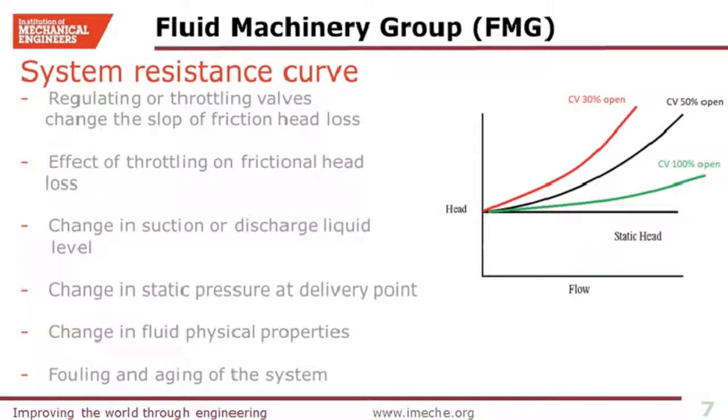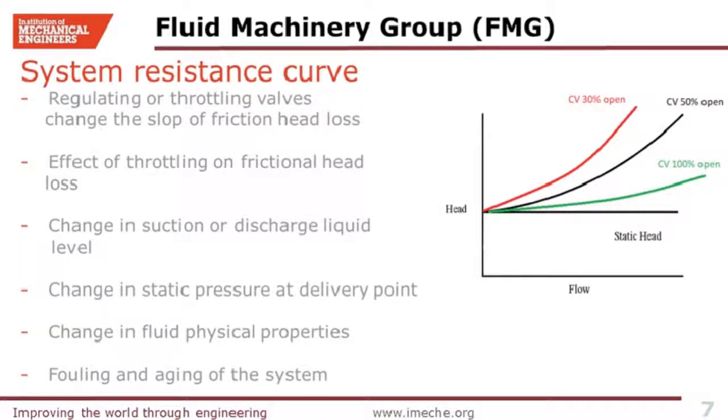Or for example, if fluid properties are changing, such as the temperature, it can also change the friction loss because density will change, and consequently the frictional head loss part of the curve will change. A change in friction factor, for example as a result of fouling or aging of the system, can also change the friction head loss. So as you can see, the curve will not necessarily be fixed throughout the operational life cycle of the pump.